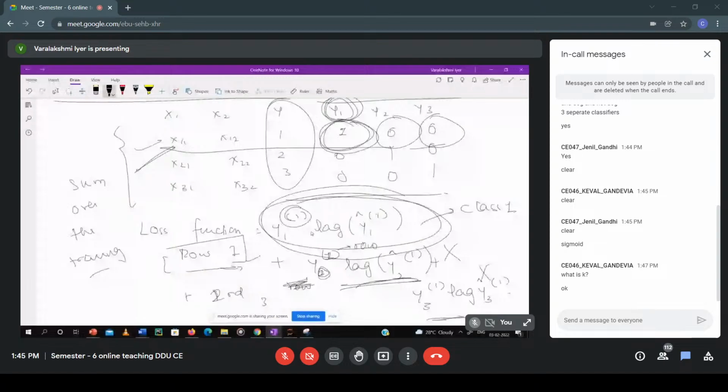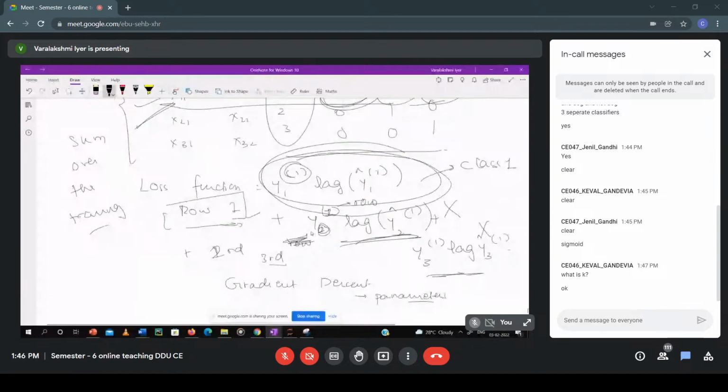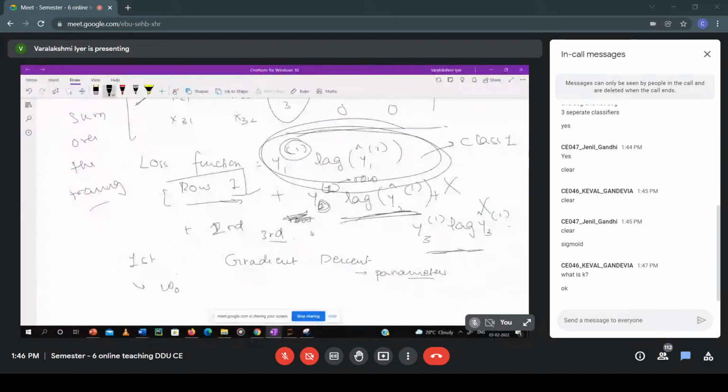So whenever you are applying gradient descent, you are estimating parameters based on this. For example, W0, W1, and W2. These are the parameters that I'm referring to. So the first class will have a certain set of parameters, the second class will have a certain set of parameters, and the third class will also have a certain set of parameters that we will be estimating. Okay, are you getting this point? Yes or no? Or is it confusing?